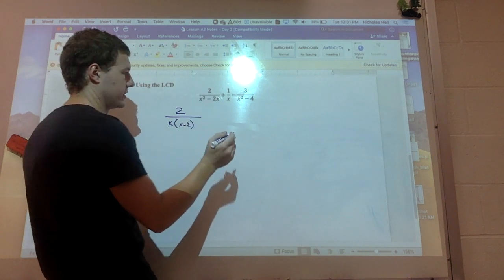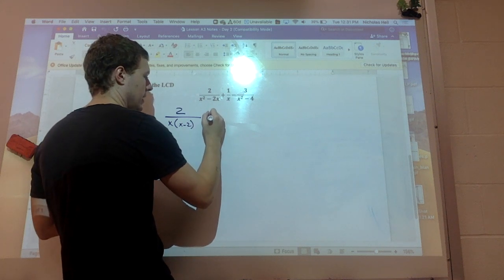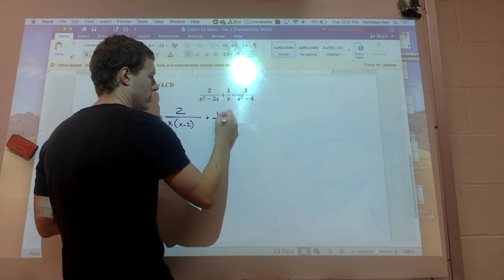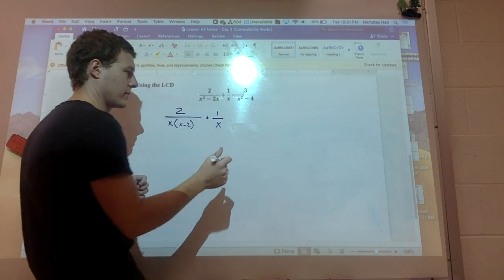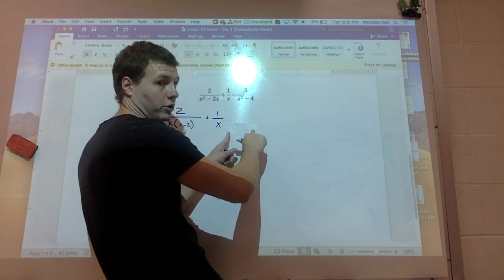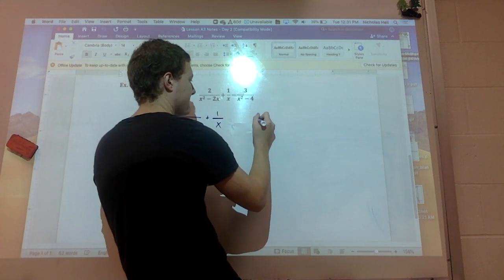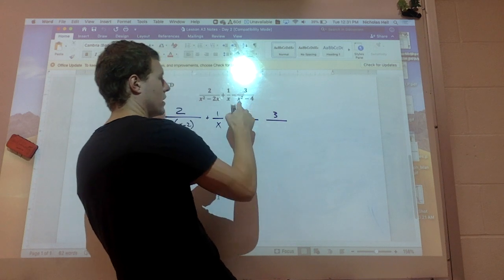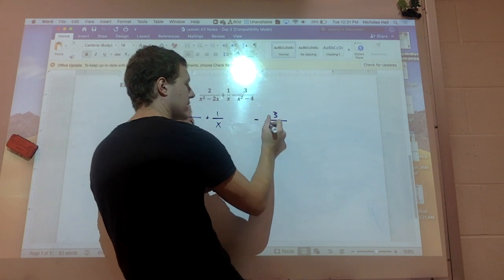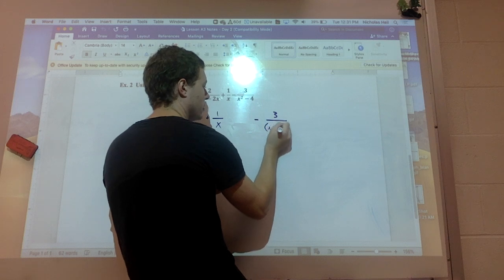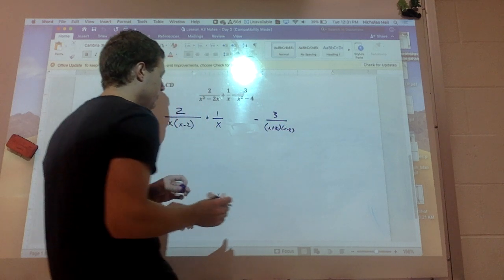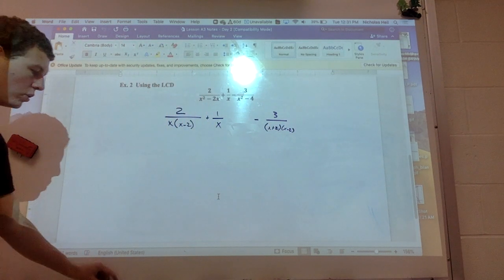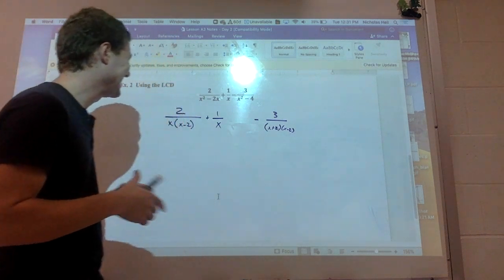I'm going to give myself a little bit of space on this one. I've got plus 1 over, well, it's just x, I can't do anything with that. And here's where my space comes in, because I'm going to be multiplying by a bit. And then I've got minus 3 over, difference of squares, you better know it, x plus 2, x minus 2. Now, I'm only multiplying by what I need.